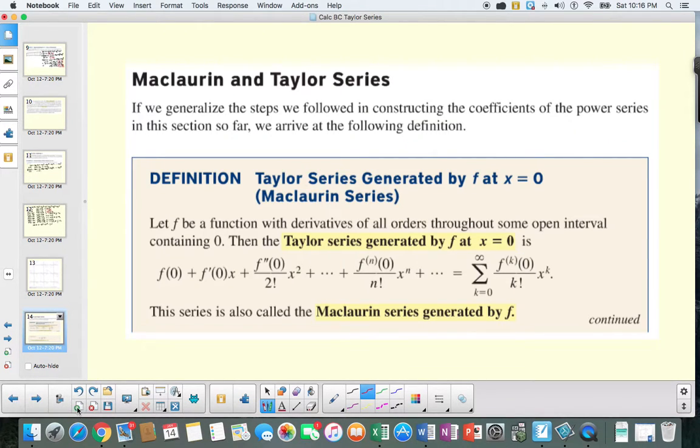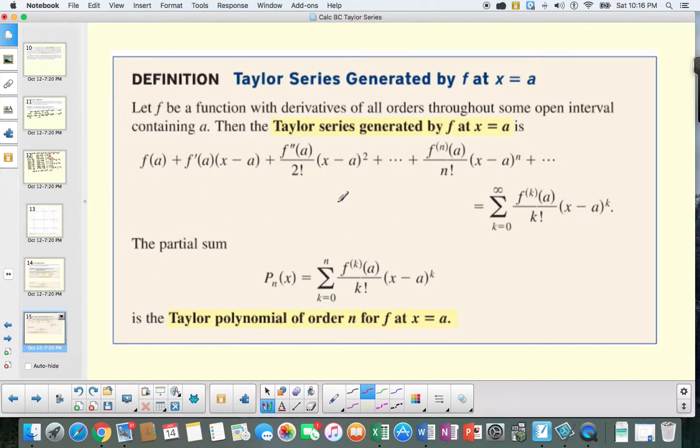Maclaurin and Taylor series. A Maclaurin series is when the function is centered at 0, so it's evaluated at 0. And that's called a Maclaurin series. Now, when a function is centered at x equal to a, it'll look something like this. Instead of an x to a power, it'll be x minus a. And that's called a Taylor series because it's not at 0. We can also call it a Taylor series when it's centered at 0, but on the AP test, they might say Maclaurin, and Maclaurin means it's absolutely at 0.